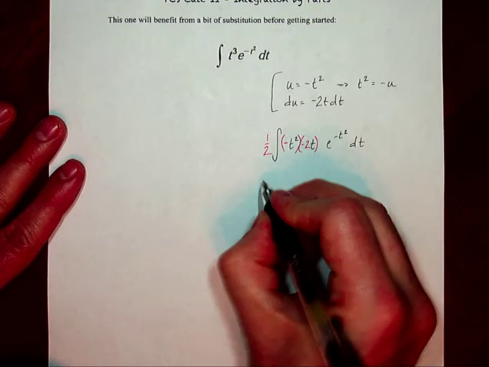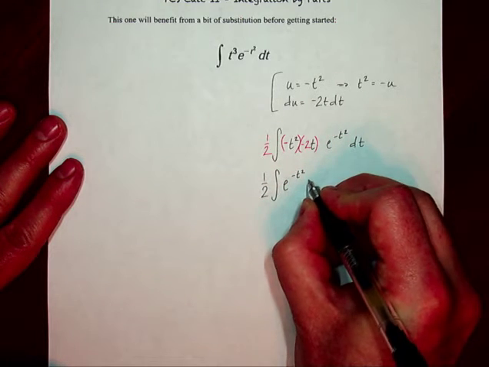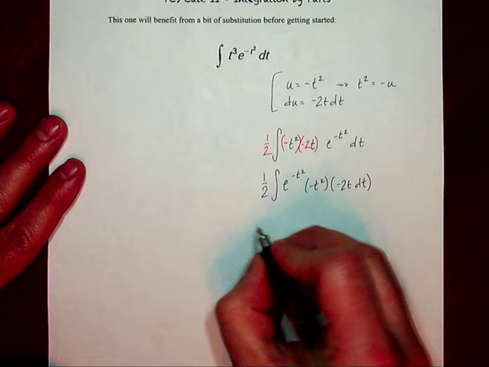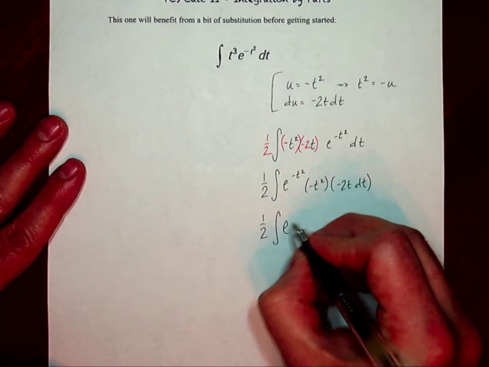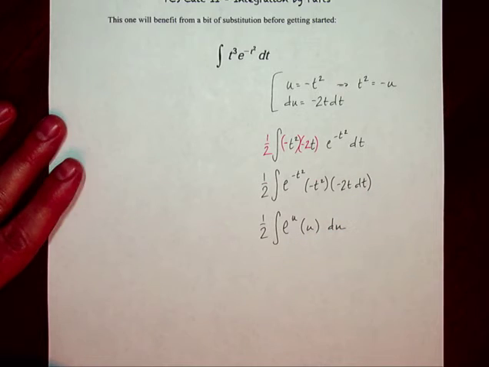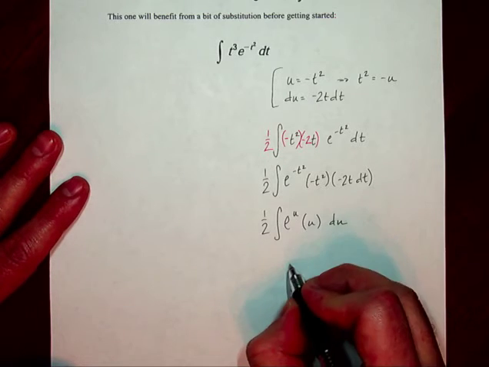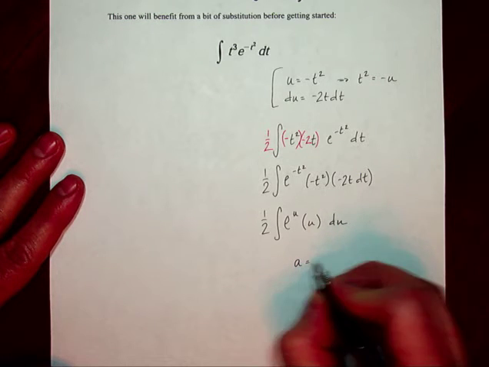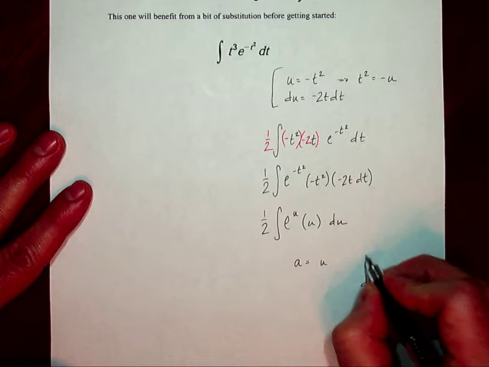Now, let's go ahead and reorder that a little bit, and I get e to the negative t squared, negative t squared, and negative 2t dt. That becomes e to the u times u times du. And that can be done by parts. Let's call it, instead of u and v, a and b, since we're already using u right here. So my a can be my u, my db can be my e to the u du.